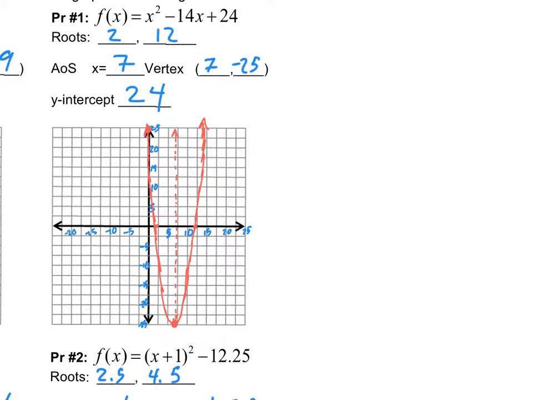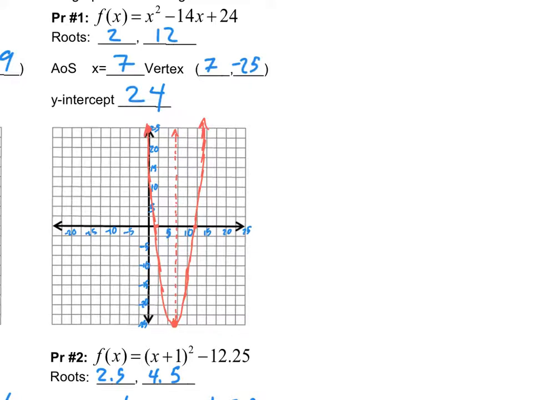All right, after you plug it all in, you should get your roots here at 2 and 12. Again, they're not going to be perfect. You should get a y-intercept up here at 24, so just below 25. Your vertex should be down here at 7, -25. And again, it's just going to be a rough sketch. But just from that information alone, you should be able to get a pretty good idea of what this parabola looks like. And there you go.